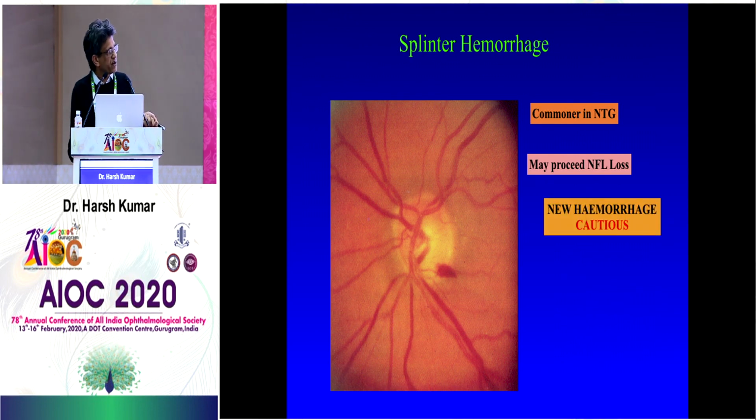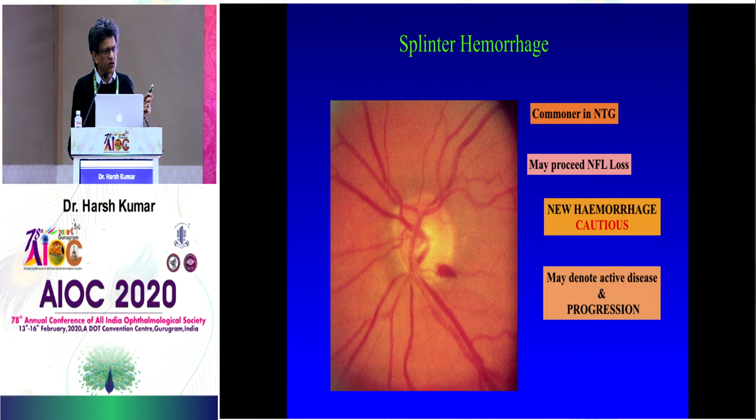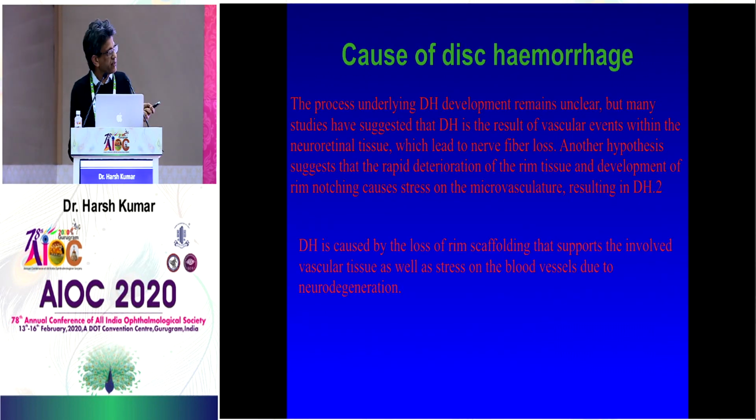So we must be very, very careful. Any new hemorrhage means things are not getting controlled. You have to be very, very careful. It may denote progression. Or if you have never caught glaucoma before, it may be that glaucoma is there. You have to investigate really thoroughly.